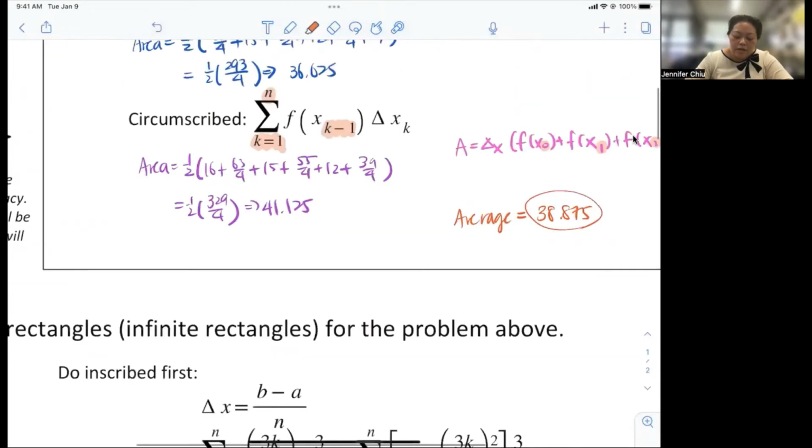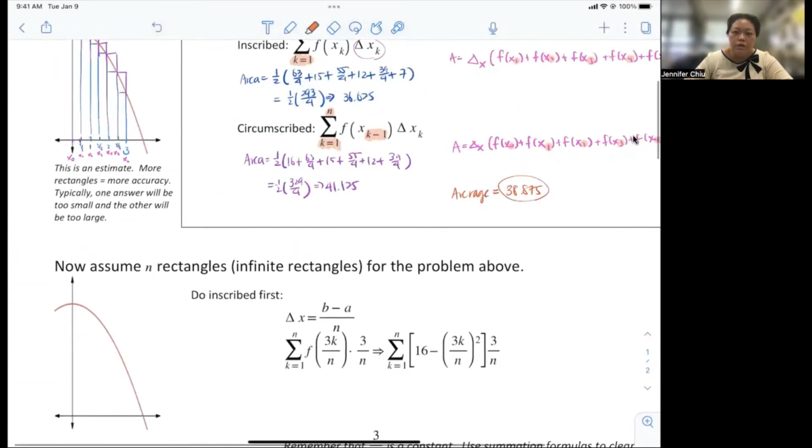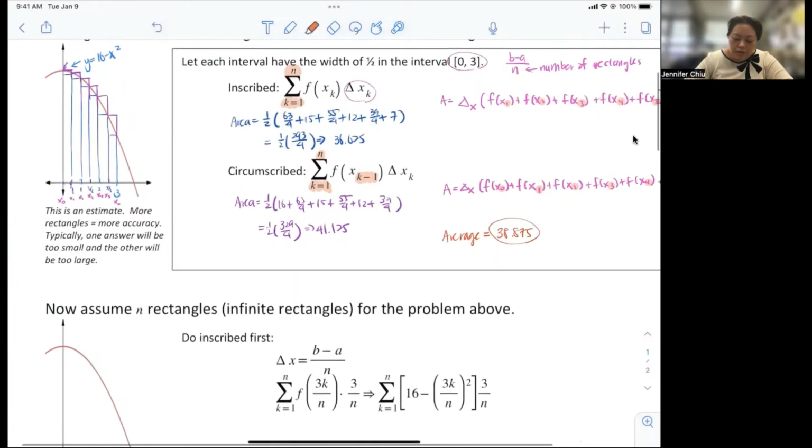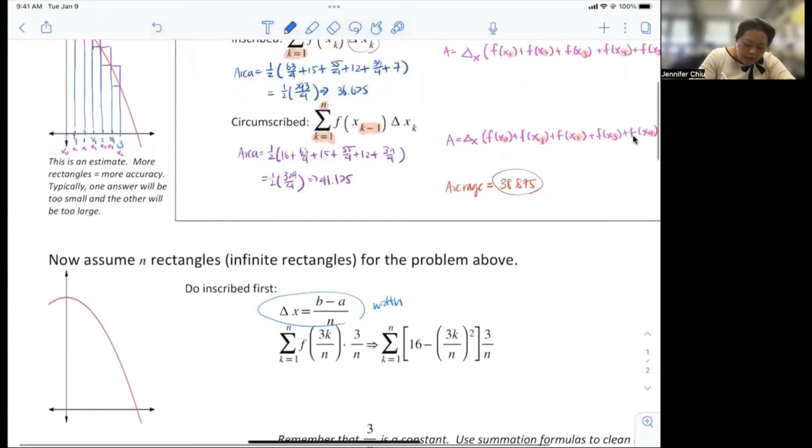Okay, so let's assume we have infinitely many rectangles. What is it going to do? How is it going to change, right? So we agreed that the width of my rectangle is b minus a over n, right? So if I have infinitely many rectangles, you are still ending at 3. By putting infinitely many rectangles in here, you have 3 minus 0, that's your interval, over n. So your delta x is going to be 3 over n.